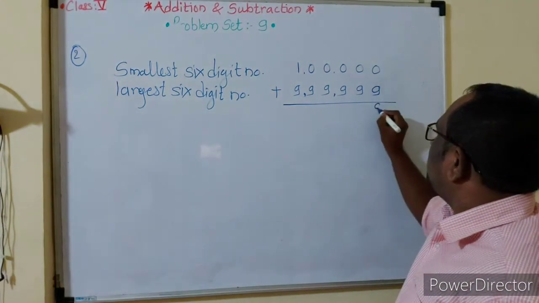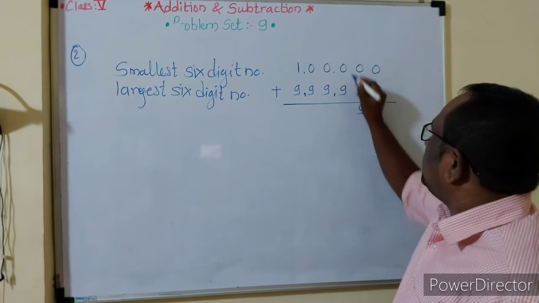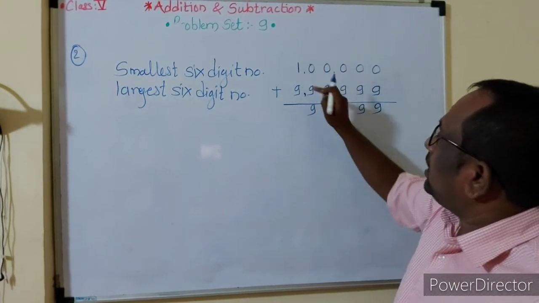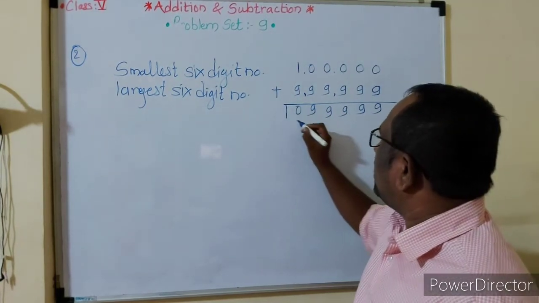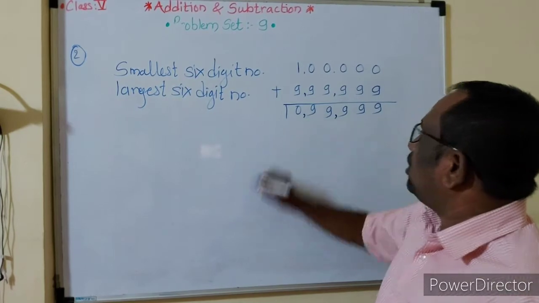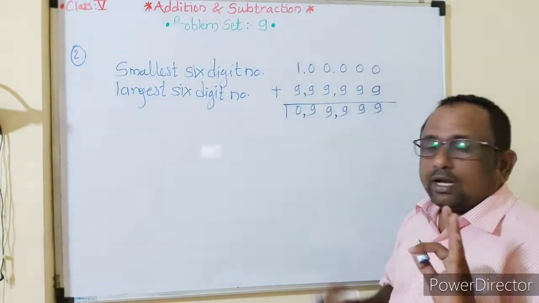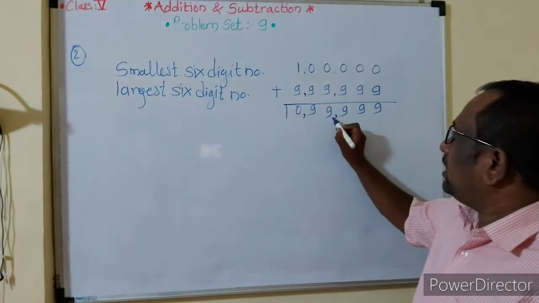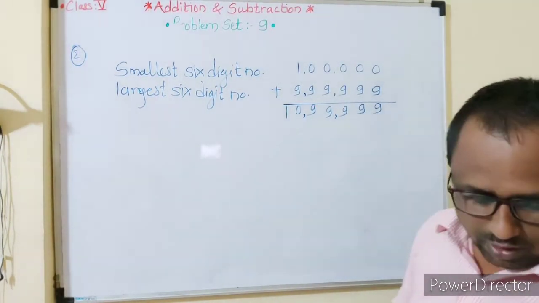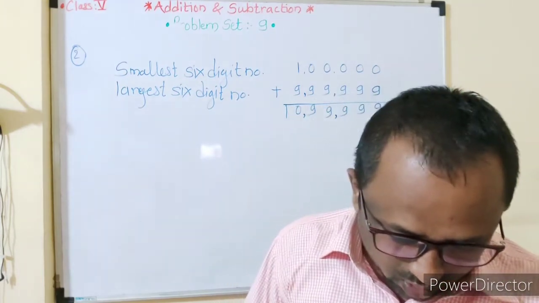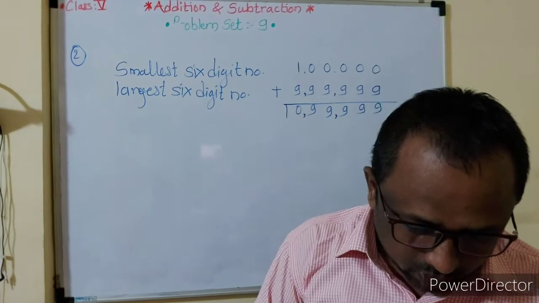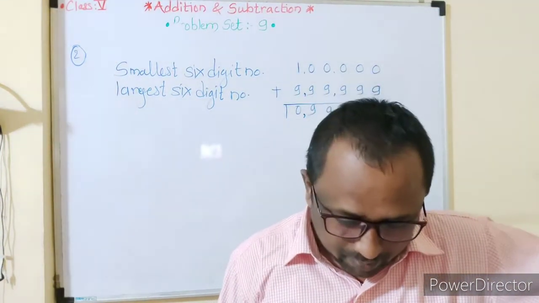Now 0 plus 9, 9. 0 plus 9, 9, 9, 9, and 1 plus 9, 10. Again after 3 digits, leave 2 digits. So our answer is 10 lakh 99,999. Now we got this number. Now students, we will move to the next example.